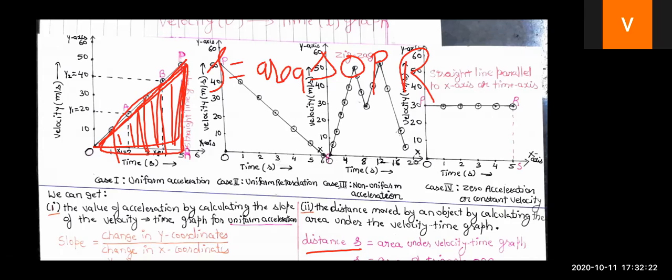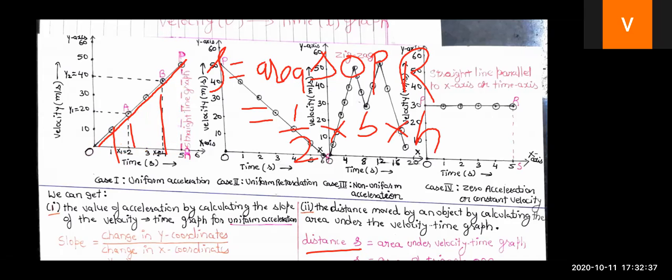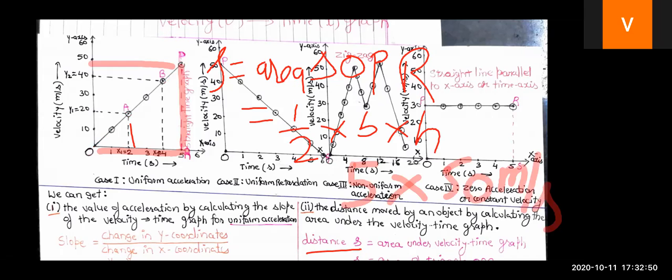The figure formed under the graph is a triangle. So the area of triangle OPR is half base into height. We know the triangle area formula, half base into height. Right children? Now what is the value of the base over here? If we see carefully, base is this, that is 5 seconds. Height is 50 meter per second. And this is 5 seconds. Right children?